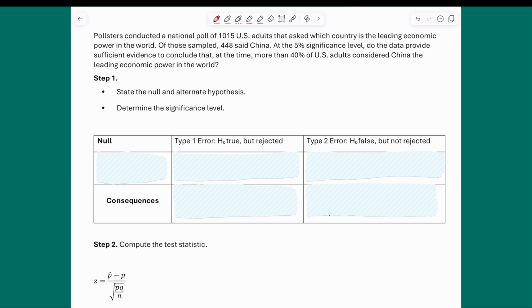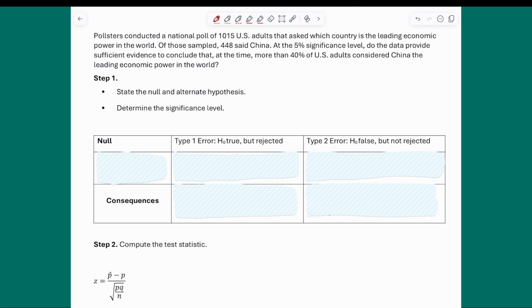...that asks, which country is the leading economic power in the world? Of those sampled, 448 said China. At the 5% level of significance, do the data provide sufficient evidence to conclude that at the time more than 40% of US adults considered China the leading economic power of the world?